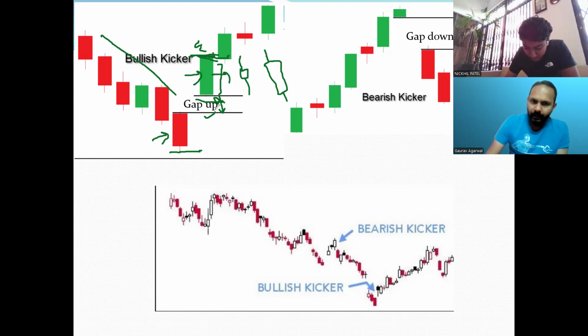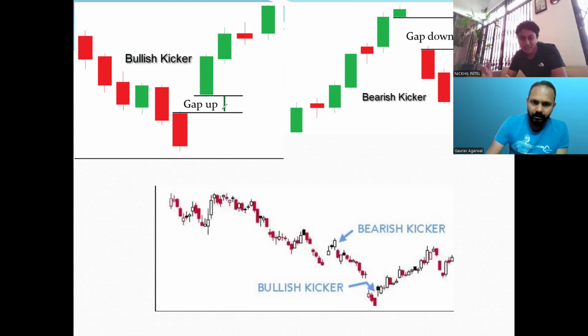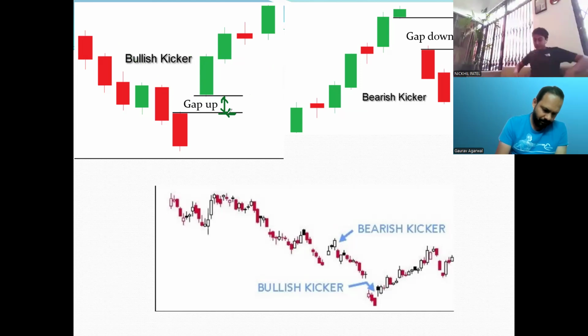Oh, okay. And this gap area will be your stop loss. This gap area. Anywhere between the gap. The safer side has to be somewhere here. So the previous candle before the gap up, that high, right? Yeah. Okay, so I've written that down.